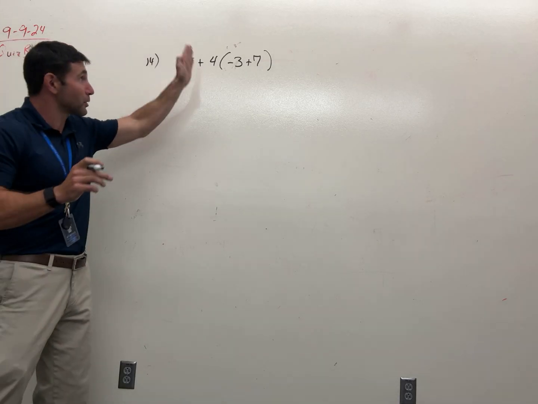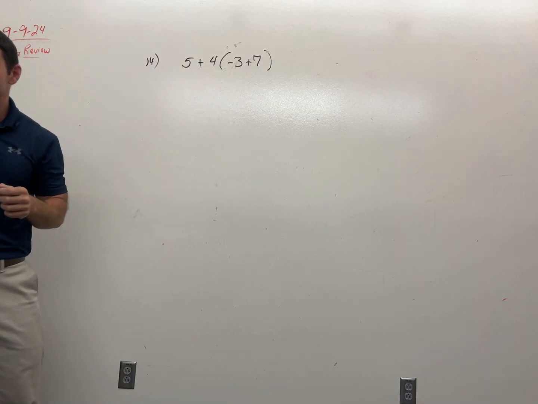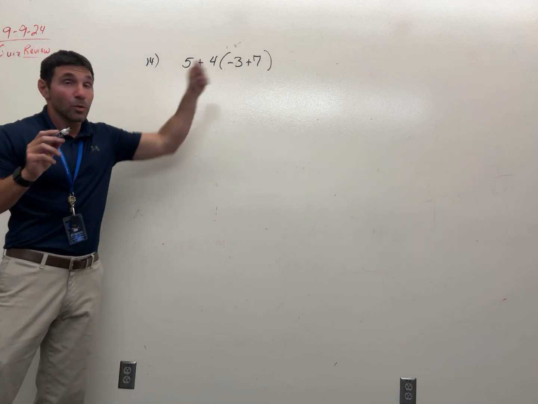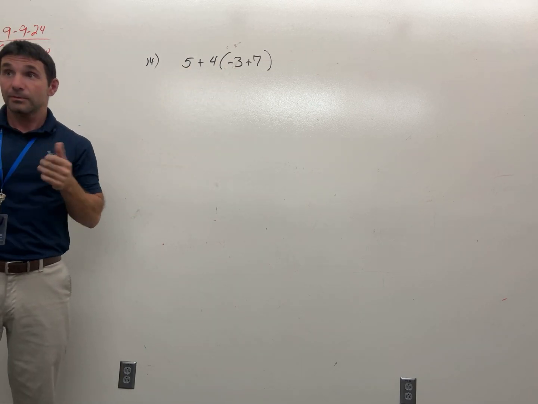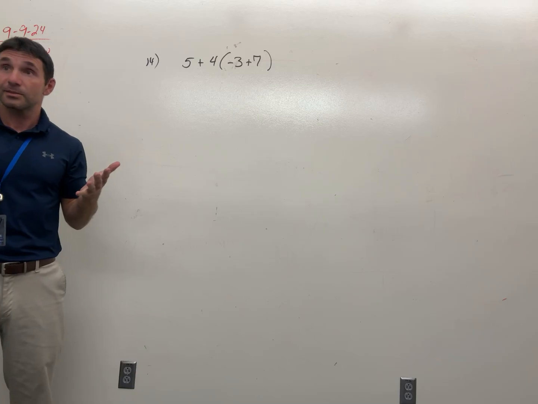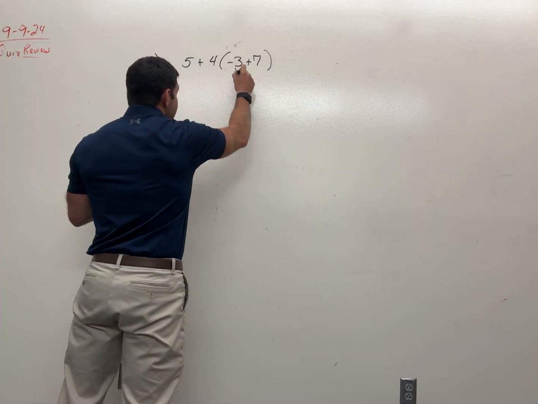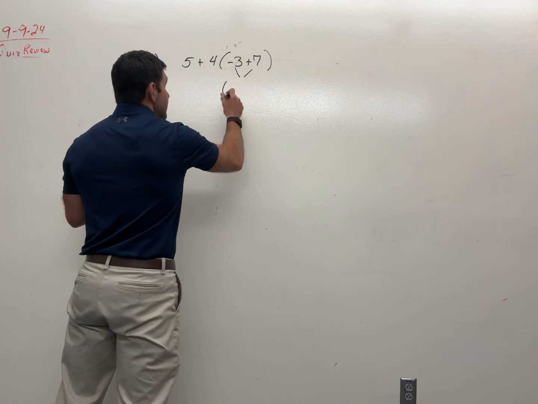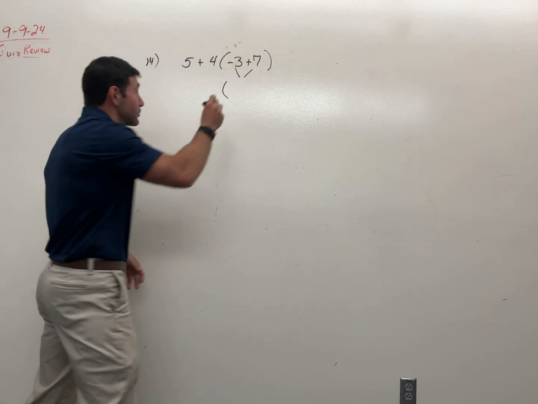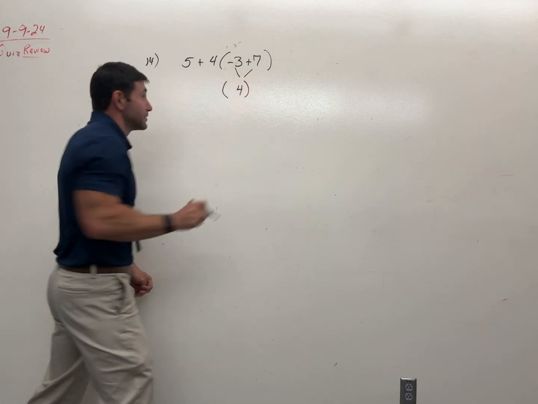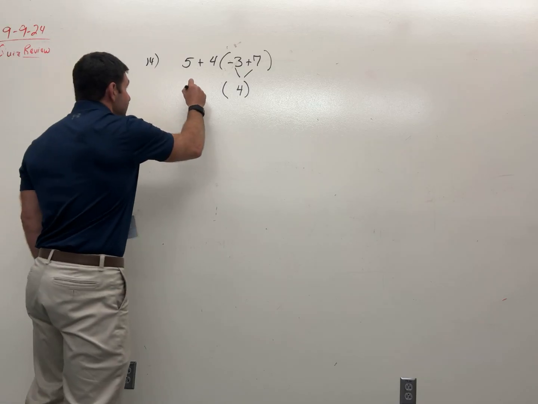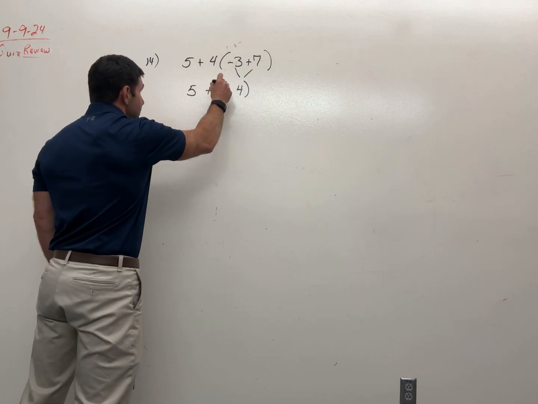5 plus 4 times parentheses negative 3 plus 7. What do we do first? Parentheses. The grouping symbols, right? In the parentheses, we have negative 3 plus 7. If you plug that into your calculator, negative 3 plus 7, it gives us positive 4. We bring everything else down.